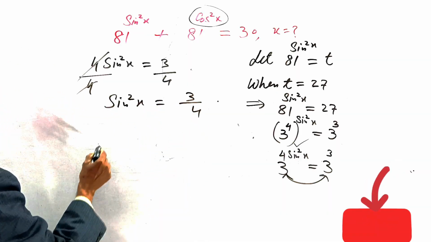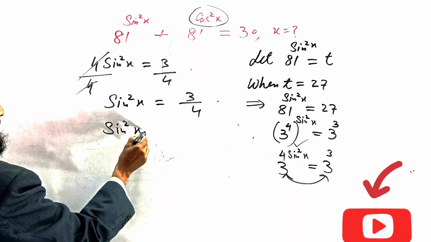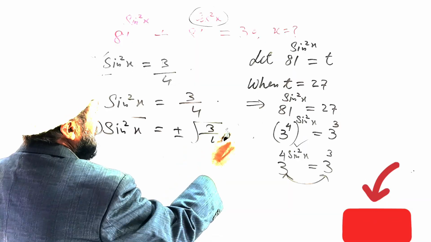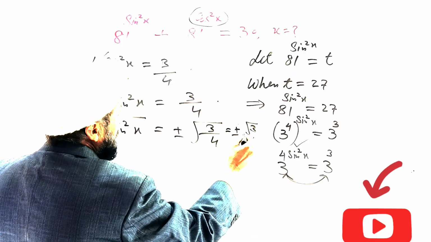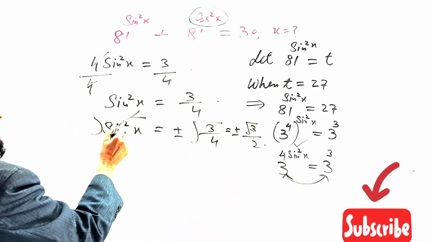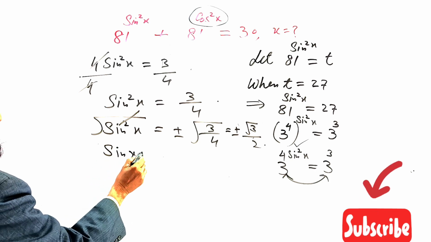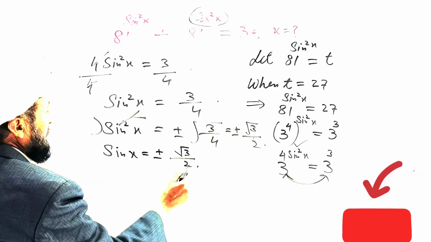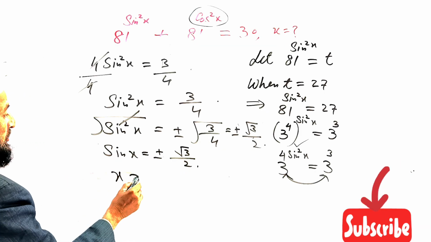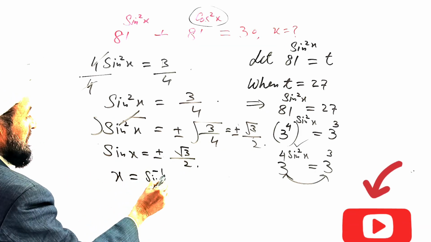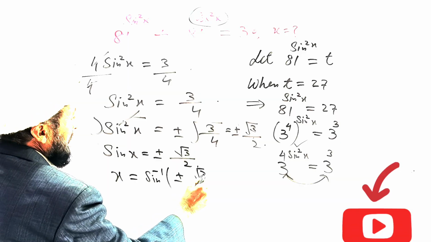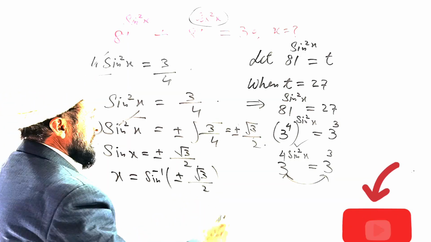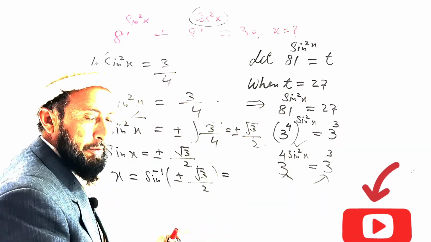Now we are taking square root on both sides. Taking square root of 3 divided by 4, so plus minus square root of 3 divided by 2. So this will be cancelled. Sin x is equal to plus minus square root of 3 divided by 2. Now we require the value of x. So sin inverse of plus minus square root of 3 divided by 2. So this result, if we check in the trigonometric table.